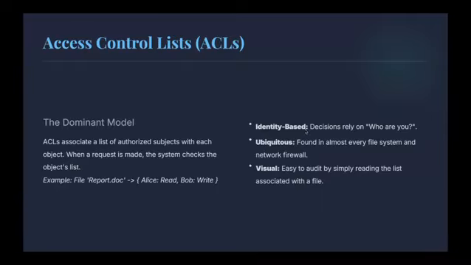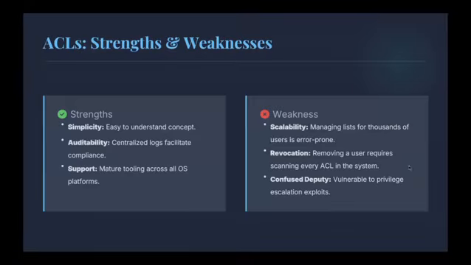It's identity-based. That means the decisions usually rely on who you are, and it's found in almost every file system and network firewall. It's easy to audit by simply reading the list associated with the files. And ACLs have their own strengths and weaknesses. For its strengths, it's simple and easy to understand.